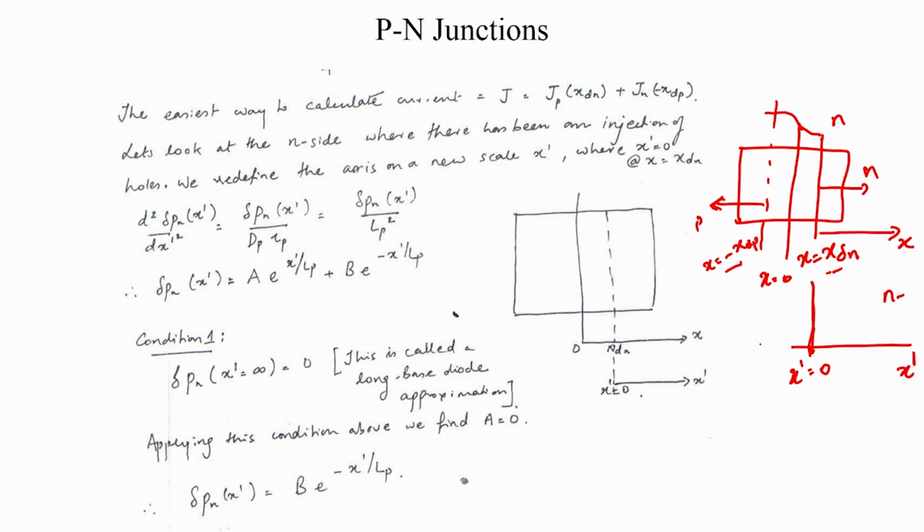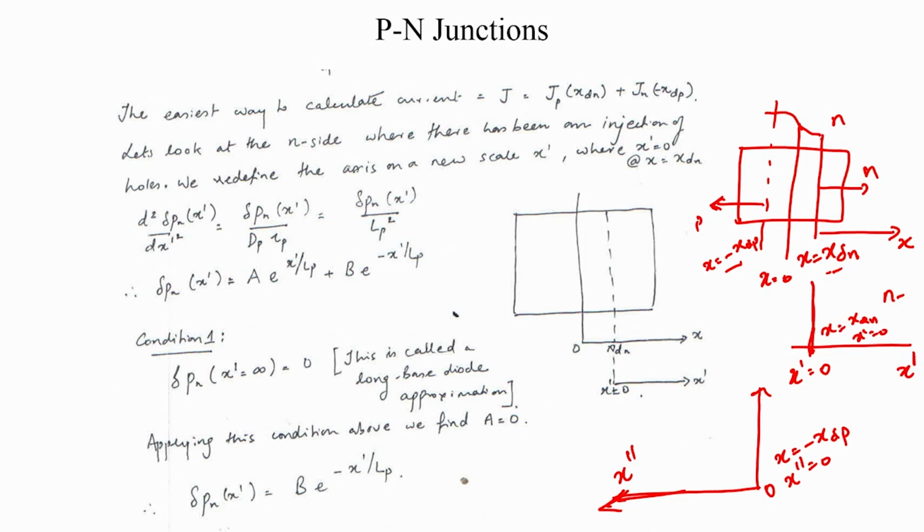For the P side I am going to use a different coordinate system, x double prime, and it is heading off in the minus x direction. So, the positive values of x double prime are the negative values of x. And x double prime has its origin located at x equal to minus xdp. When x is equal to minus xdp, x double prime is equal to 0, and when x is equal to xdn, x prime is equal to 0. So, I am going to define two new coordinate systems of this kind.